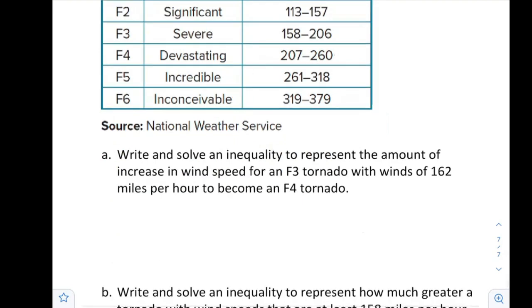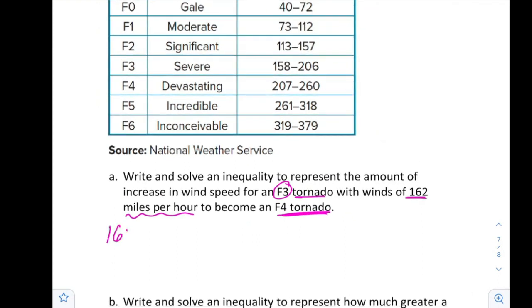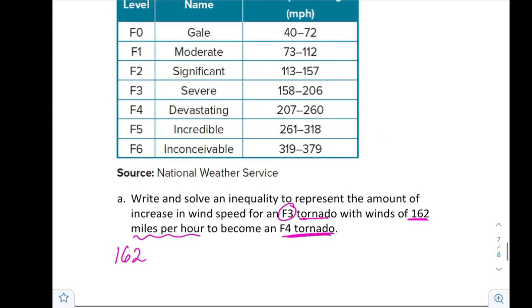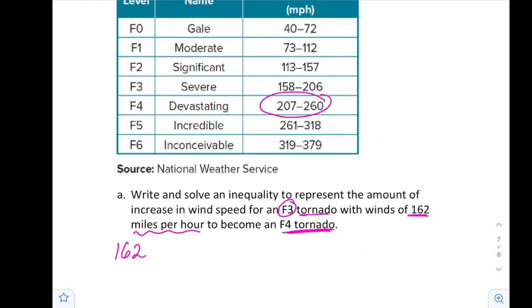Write and solve an inequality to represent the amount of increase in wind speed for the F3 tornado with winds of 162 miles per hour to become an F4 tornado. Okay, so we originally have 162 wind, and we want to know how much it should be increased, how much should be added, to reach the next level of tornado, which is F4. F4 starts at 207, right?